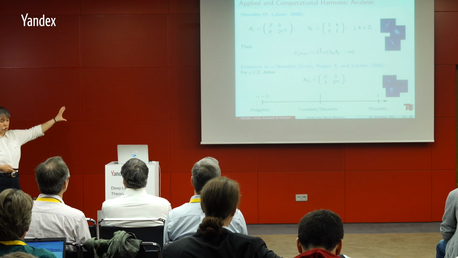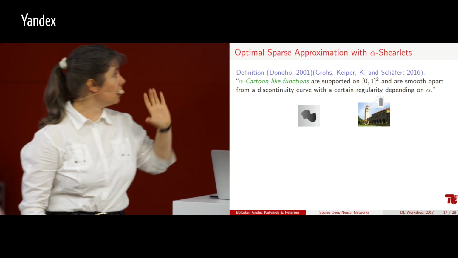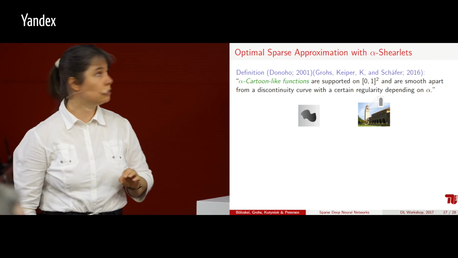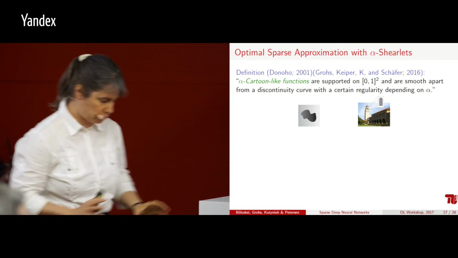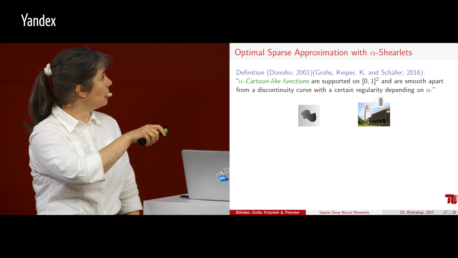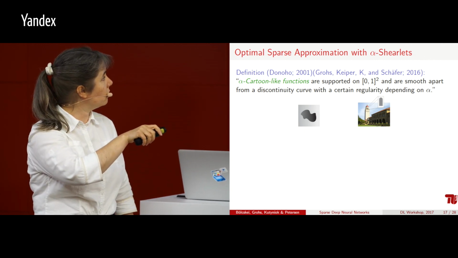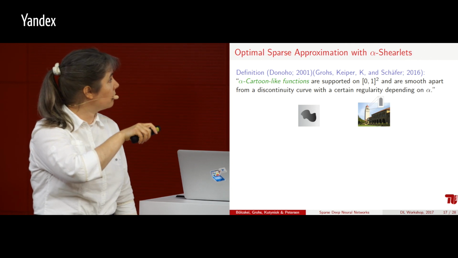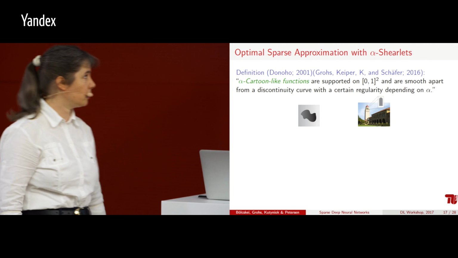Now I'm wondering what class of functions is best for them. There's the notion of cartoon-like functions introduced by David Donoho in 2001. We then extended it, and I don't want to give the precise details, but let me just say these are functions. So the function looks like this, for instance: supported on the unit square, smooth apart from a discontinuity curve, which has some regularity depending on this alpha.